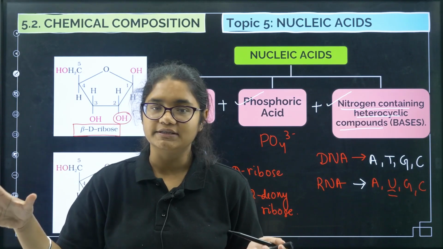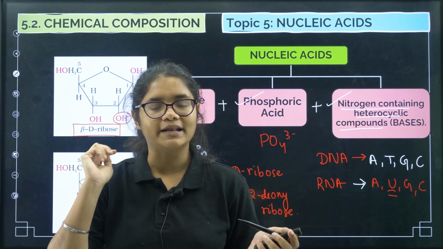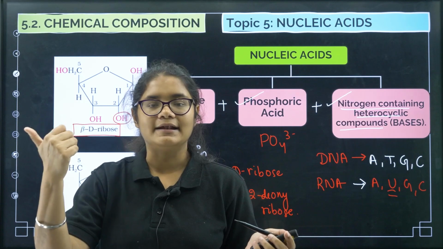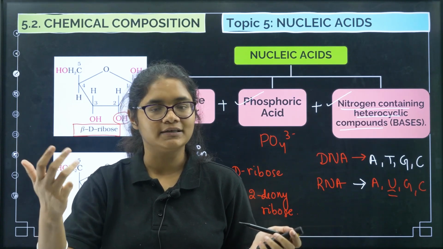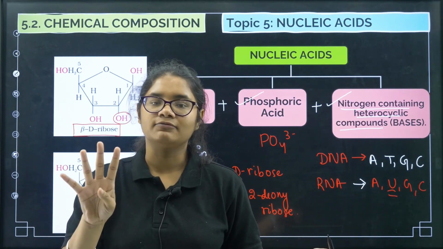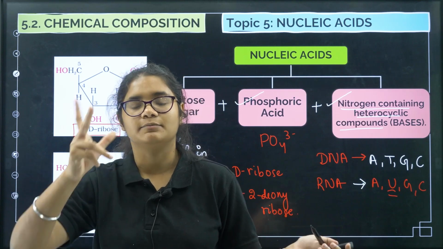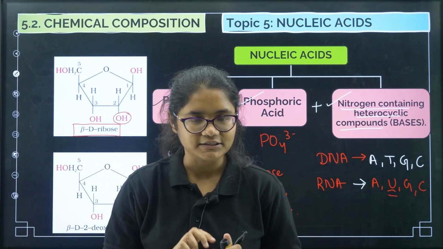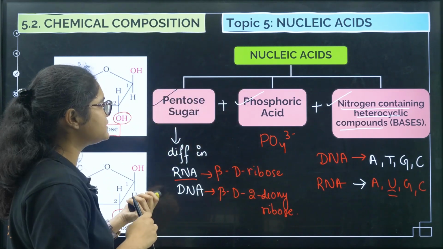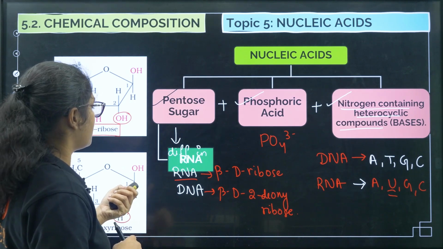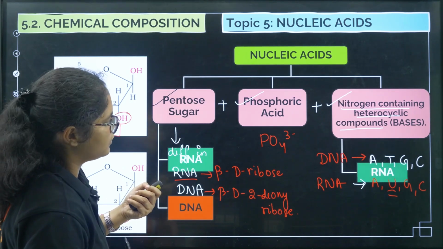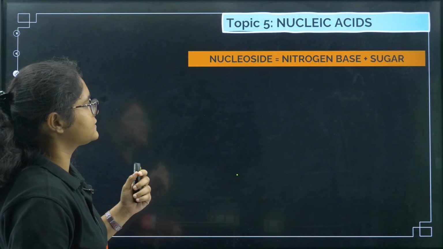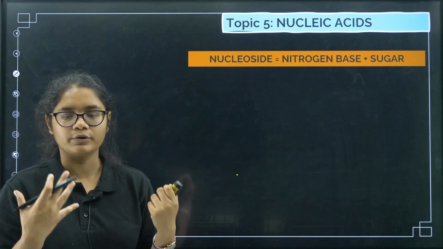Then comes the nitrogenous bases. So in DNA we have 4 types, that is A, T, G, C: adenine, thymine, guanine and cytosine. In case of RNA also we have 4, but the only thing is the thymine is replaced with uracil. This much clear? Next we'll discuss the structure in more detail.